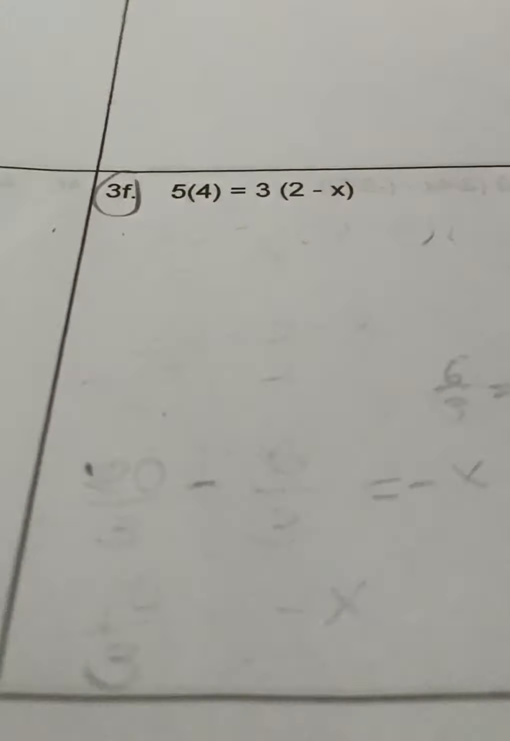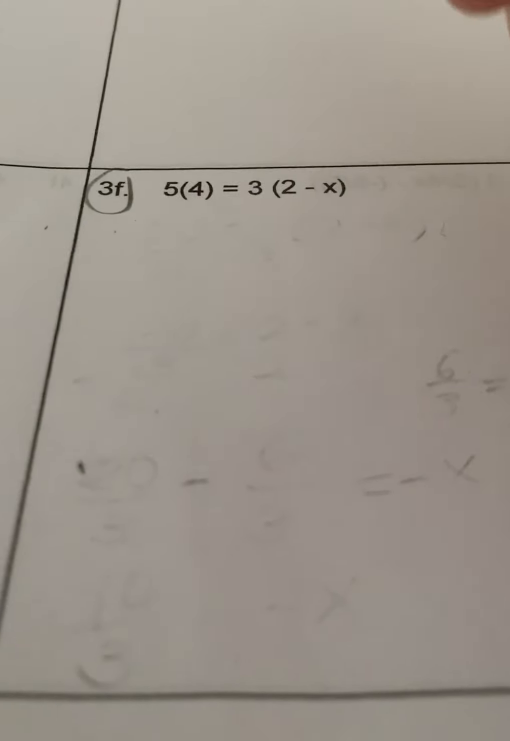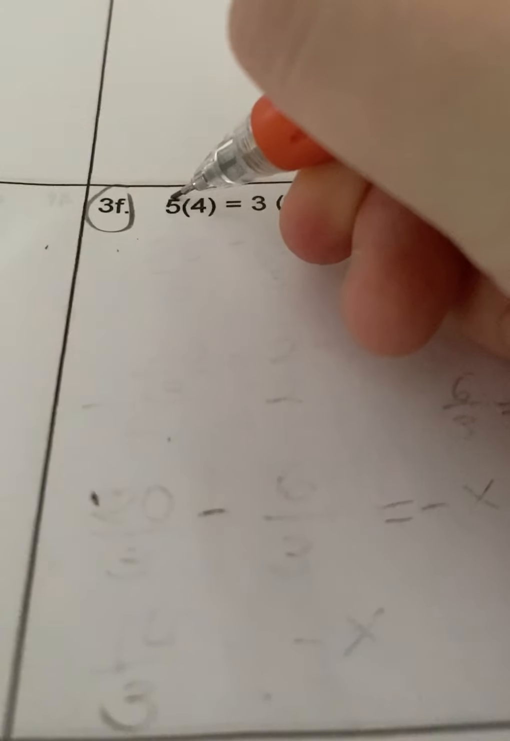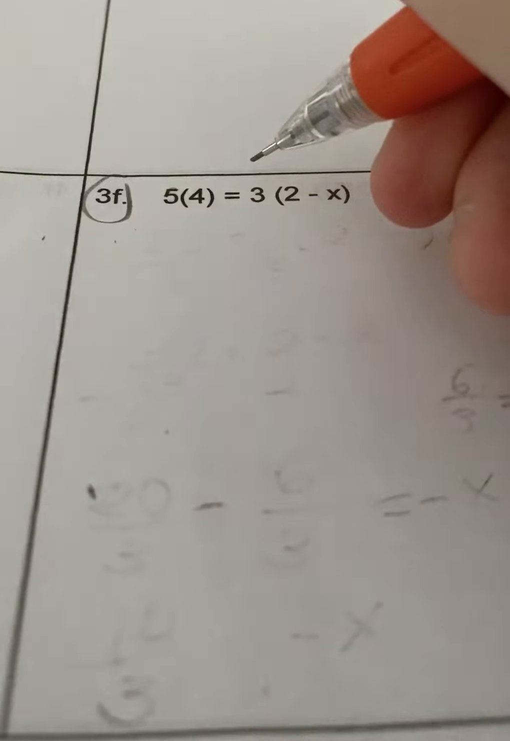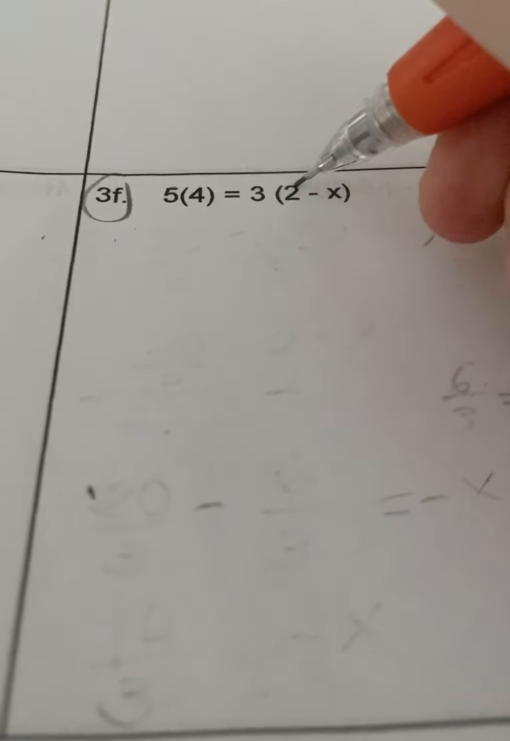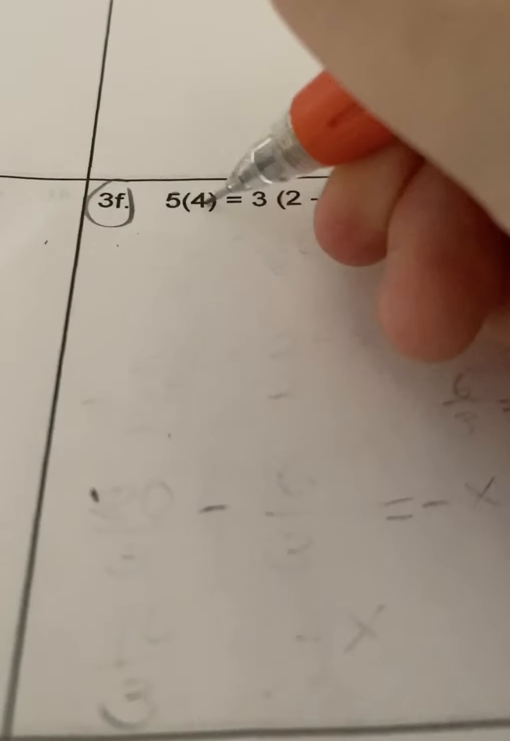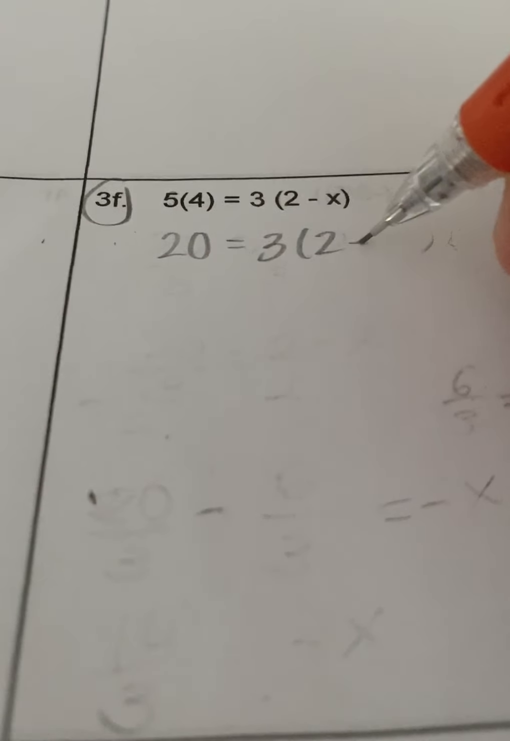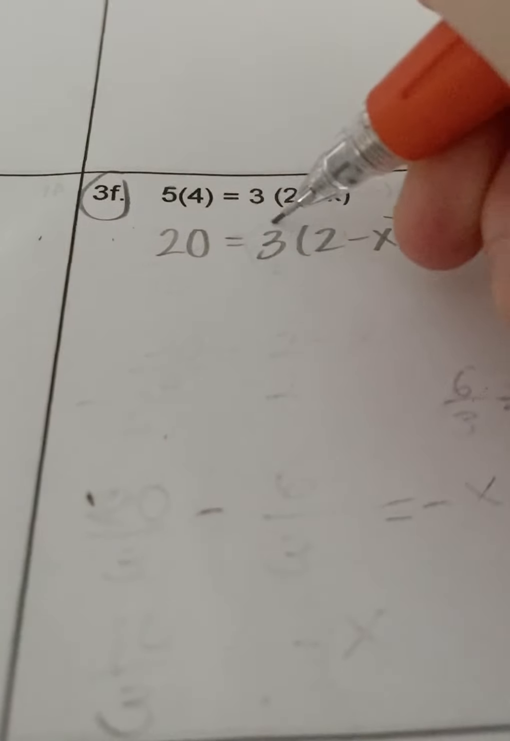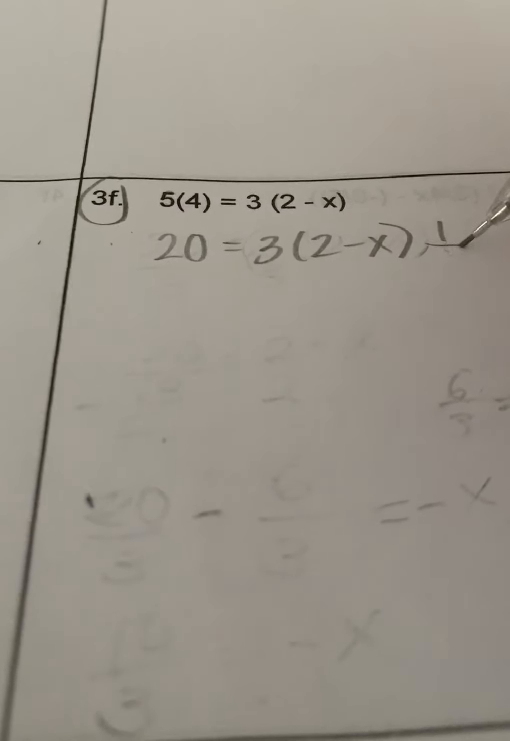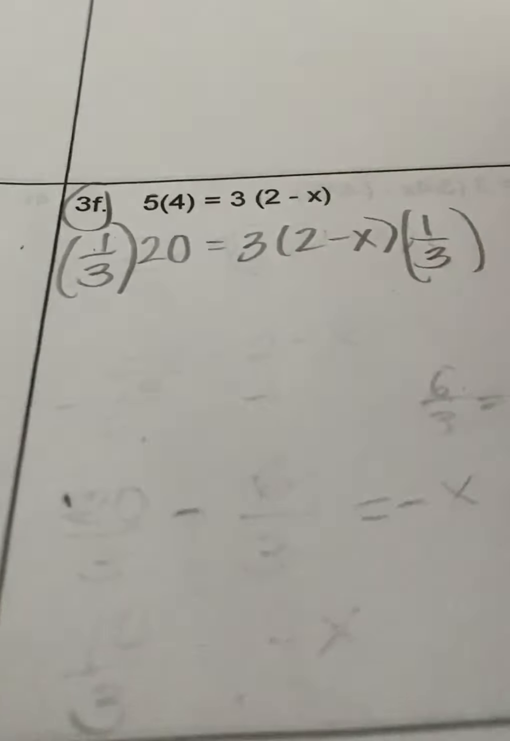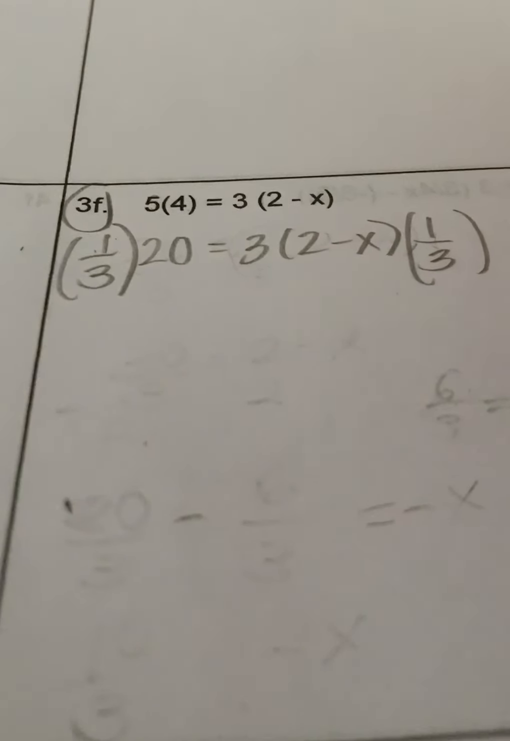The next question we're going to look at is 3f. So I'm going to rewrite this question so it's easier to read. 5 times 4 is equal to 3 parentheses 2 minus x. So 5 times 4 is 20 is equal to 3 parentheses 2 minus x. To get rid of the 3, I'm going to multiply both sides by the reciprocal, which is 1 over 3. Whatever you do to one side, you have to do to the other side.